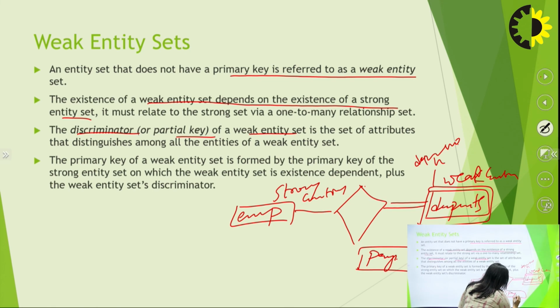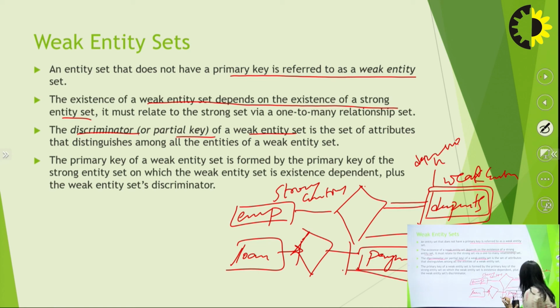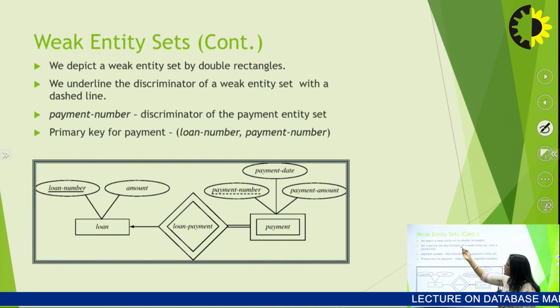payment. So we can have payments for the loan. So this payment is the weak entity. So that payment number will be the discriminator for this, and loan number with the payment number will be the primary key for that payment entity, right. So in this way, if we associate the primary key of the strong entity set like employee number with the dependent number, then this weak entity set can have its primary key, right. Okay. So the next weak entity set.